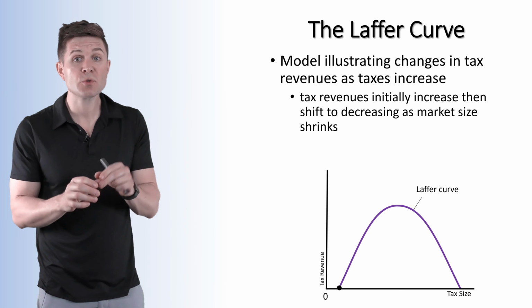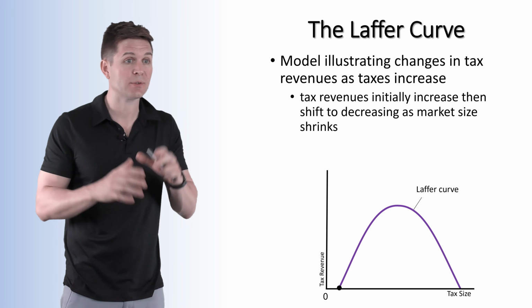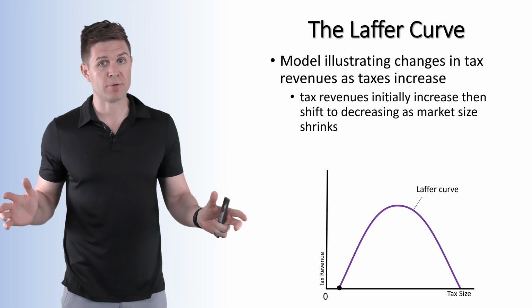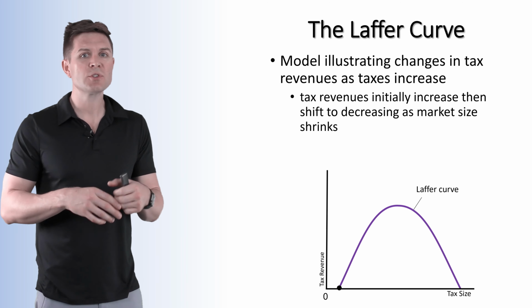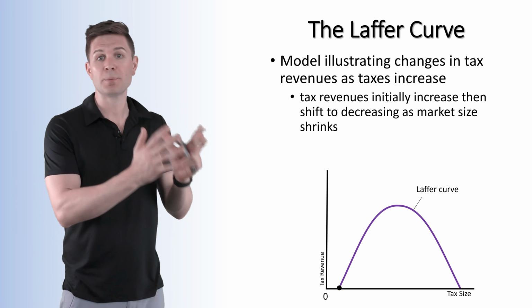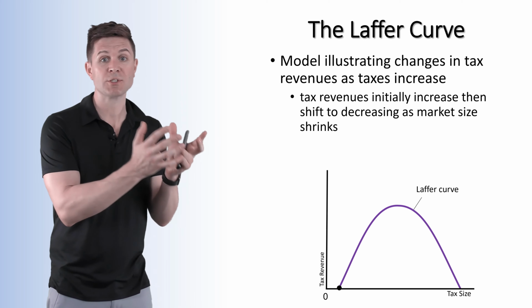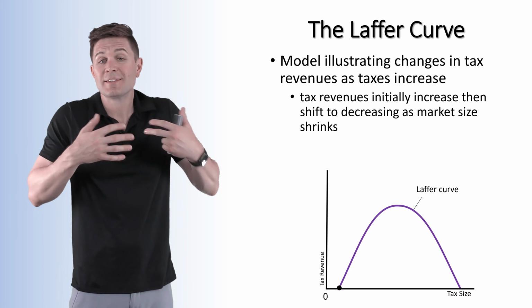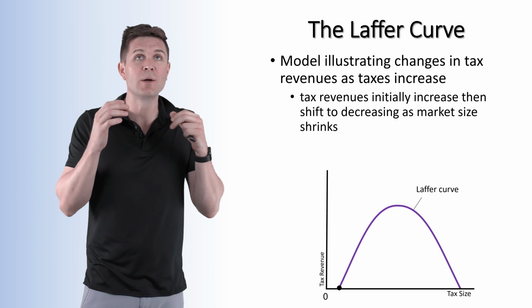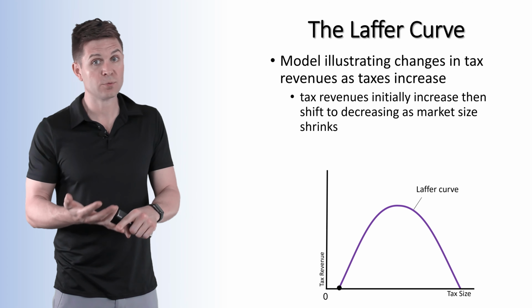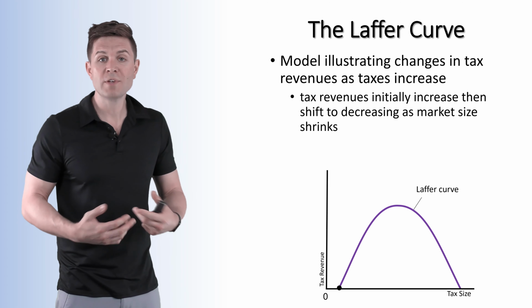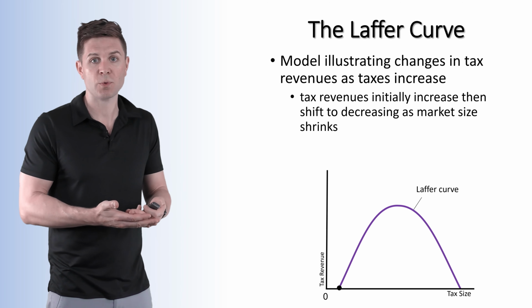All right, so I'm going to quickly introduce a second model in this particular video. This one is called the Laffer Curve. It does show up on the AP exam from time to time, but it's usually just a reference to it or just explaining what this model actually illustrates. It's a model that illustrates the relationship between the size of the tax and the actual tax revenue that we receive. So tax revenues initially increase.